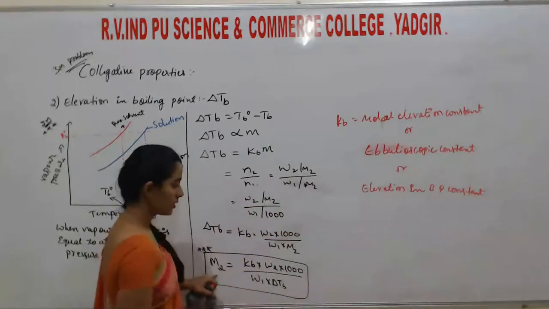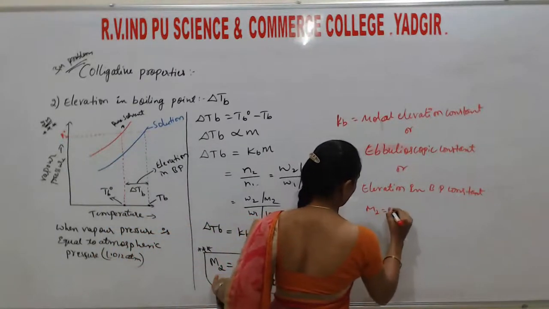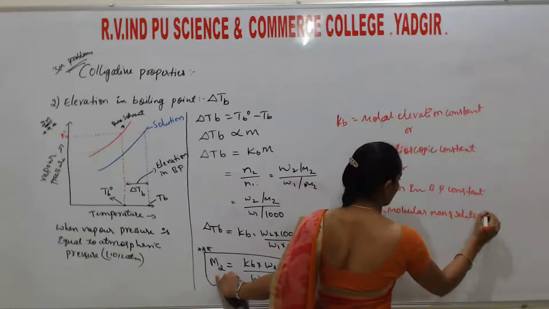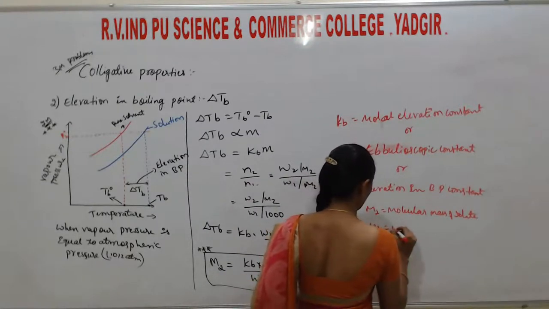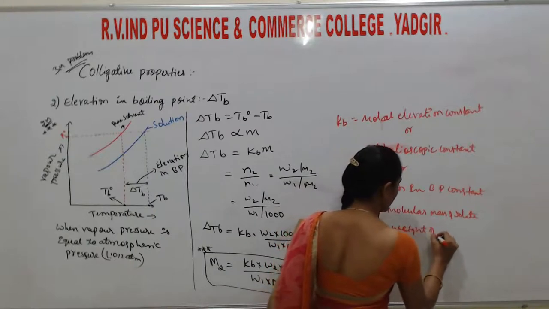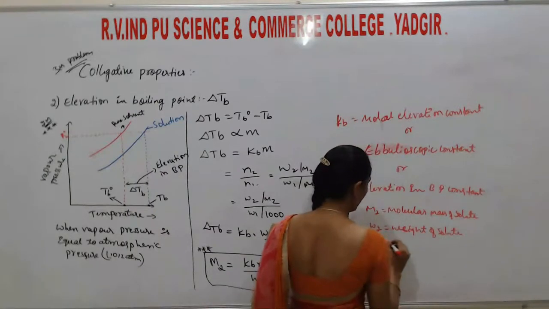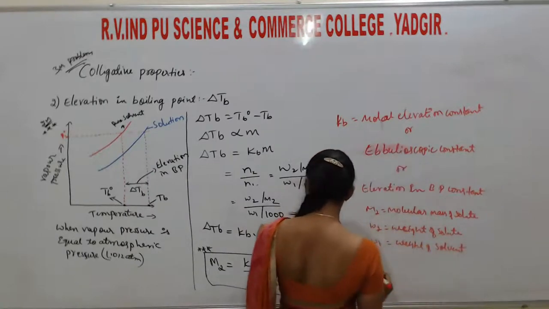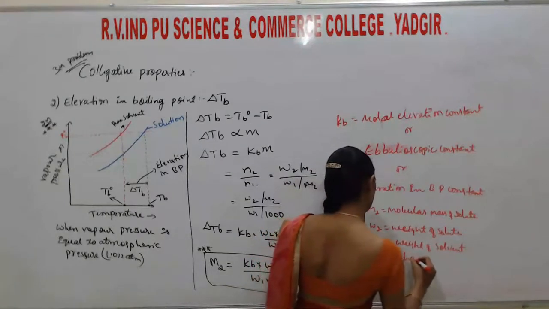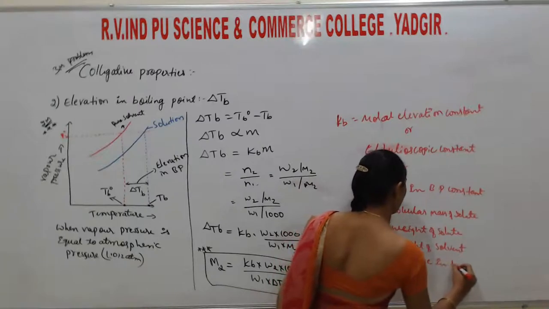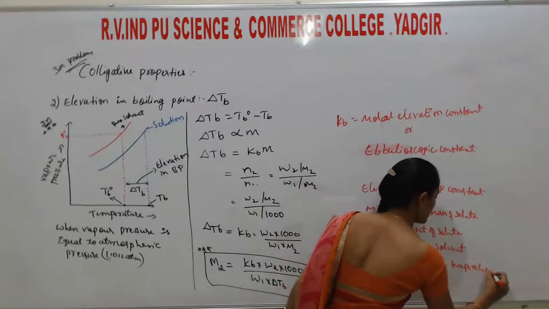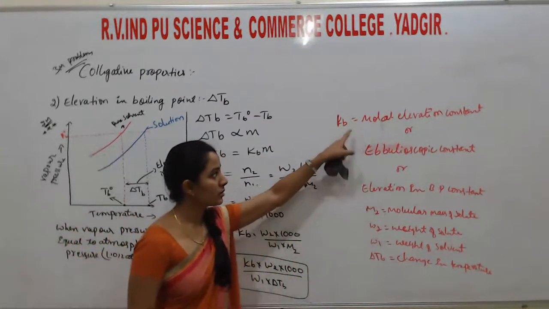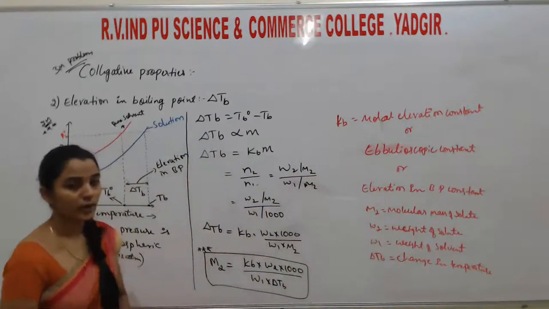So M2 is the molecular mass of solute, W2 is the weight of solute, W1 is the weight of solvent, and delta TB is the change in temperature, or the change in boiling point. So this is KB, that is the ebullioscopic constant, molal elevation constant, or elevation in boiling point constant.